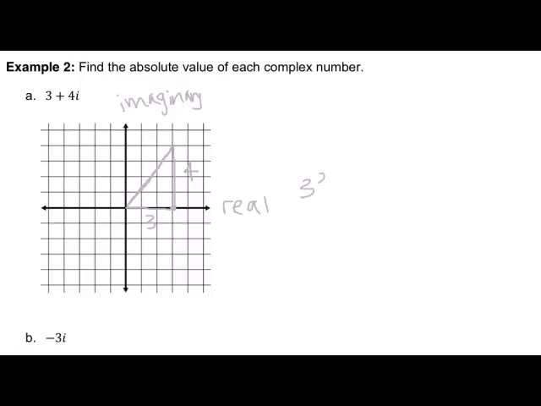So we're going to find 3 squared plus 4 squared. And remember, we're going to take the square root of that. So 3 squared is 9. 4 squared is 16. 9 and 16 is 25. And the square root of 25 is 5. So the absolute value of 3 plus 4i is 5.